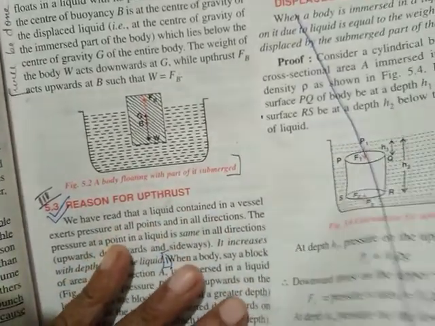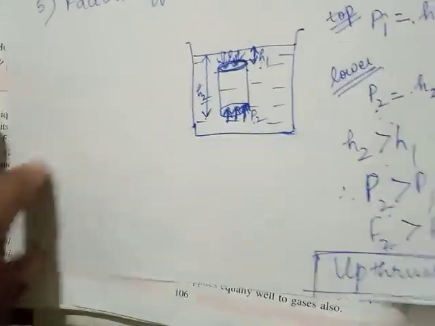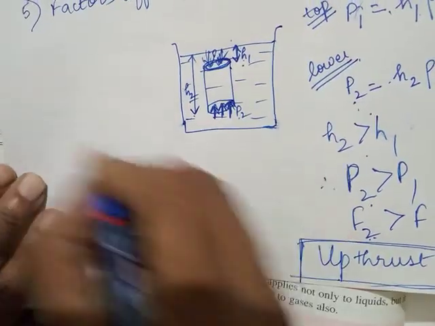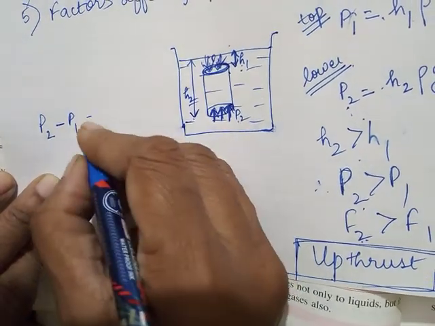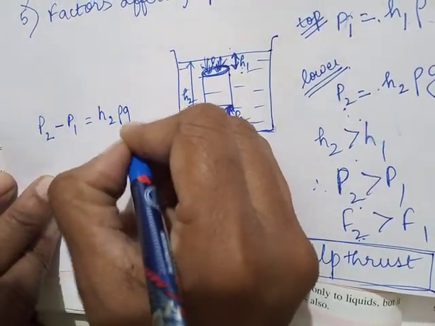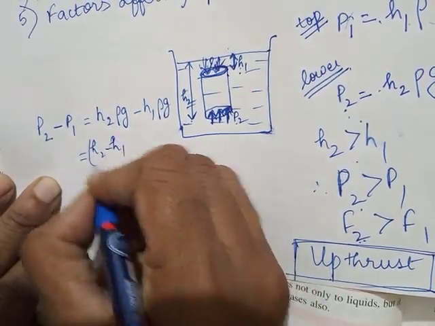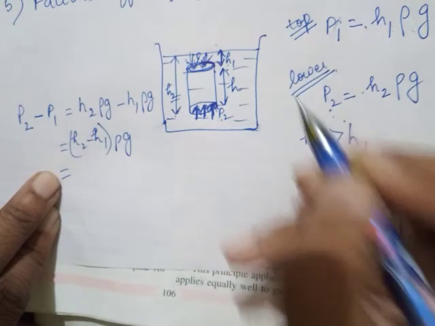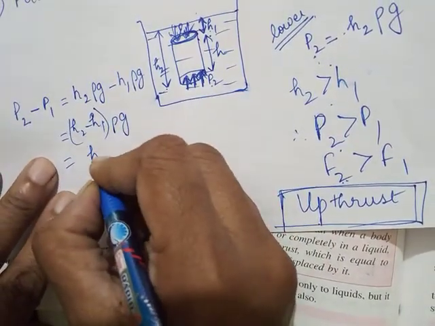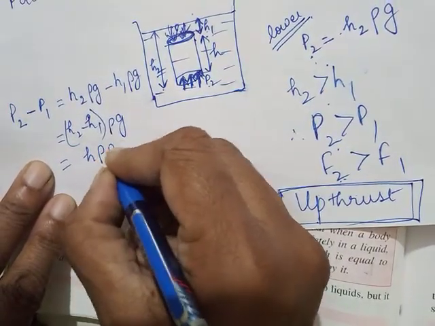Now, the formula for upthrust. It's very simple. We have done till this, right? So we said P2 is greater than P1. So what will be the difference in pressure? P2 minus P1 will be H2 rho G minus H1 rho G. That will be H2 minus H1 into rho into G. Now let me take the height of the cylinder to be H. So H2 minus H1 is H, because the height of the cylinder is H. If we subtract, I get H rho G.